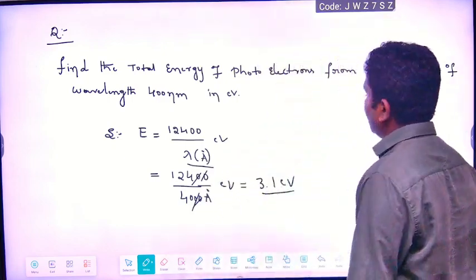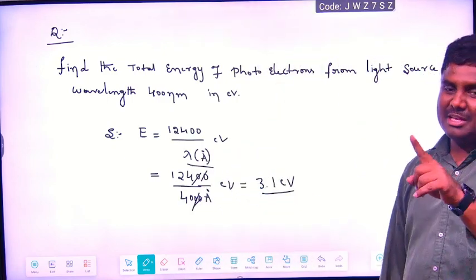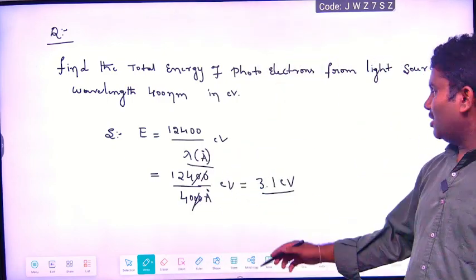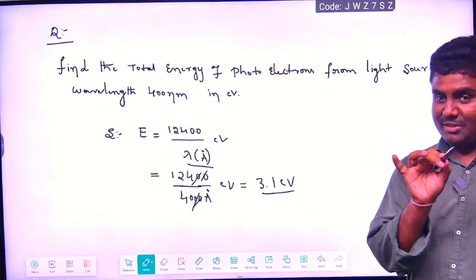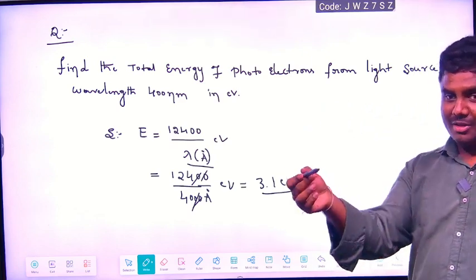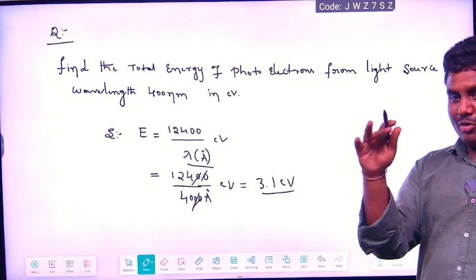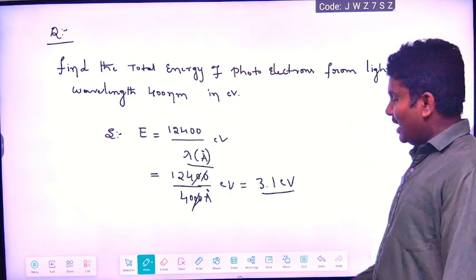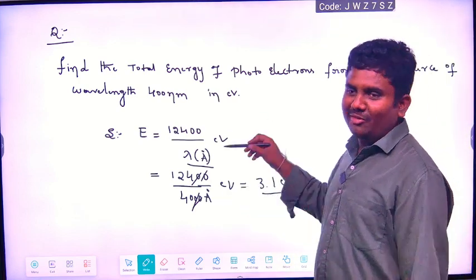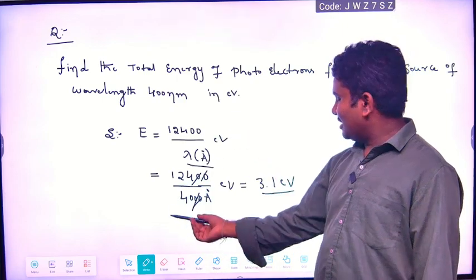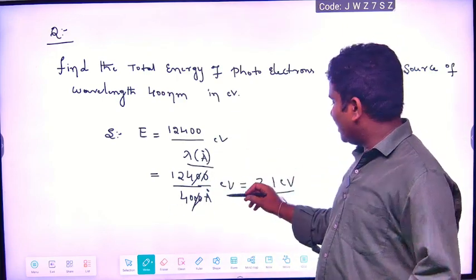3.1 electron volts. If you do that calculation, hc by lambda, then you will understand. h is 10 to the power of minus 34, c is 10 to the power of 8, minus 34 plus 8 gives minus 26. Again this 10 to the power of minus 10 will go up and equalize. This E value again equalizes. So you will get the answer here.